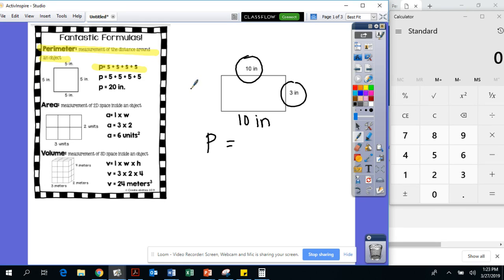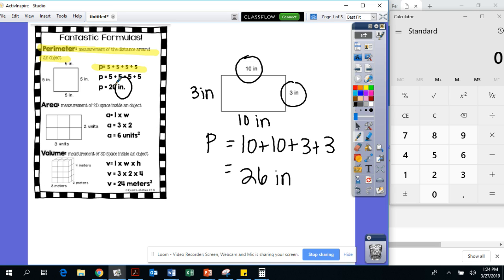inches, then the left is congruent and is also 3 inches. The formula tells me to add the sides, so 10 plus 10 plus 3 plus 3 for an answer of 26 inches. This is also a calculator skill, so students are welcome to check on the calculator. Note that the unit is inches because perimeter is a measure of the length around an object.